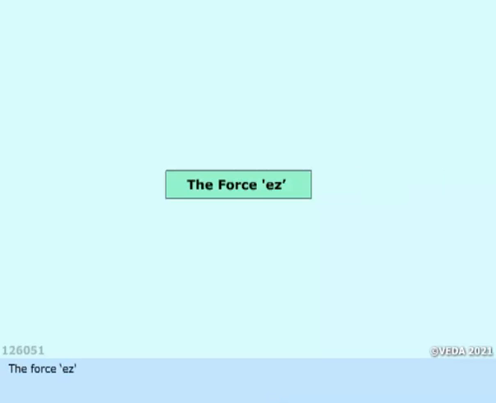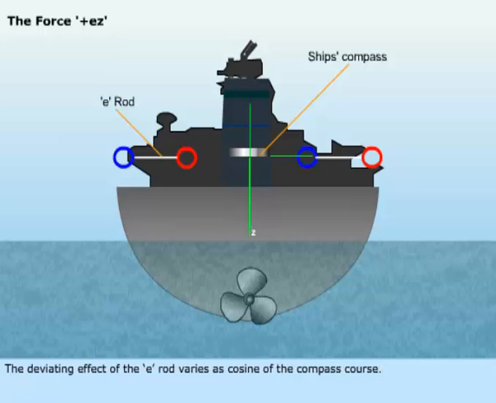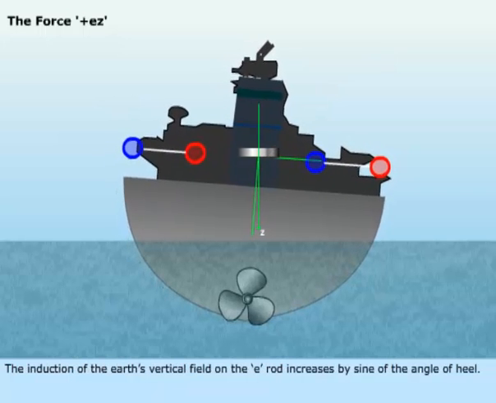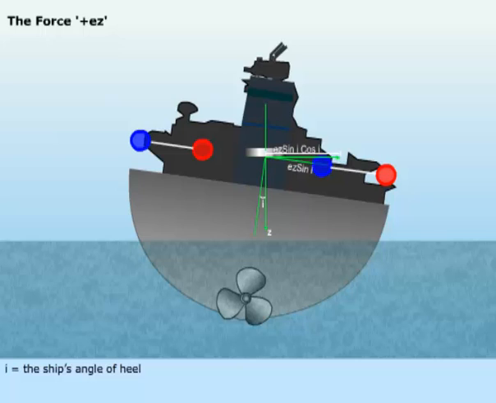The force EZ. The induction of the E rod by the Earth's vertical field is 0 at the equator and maximum at the poles. The deviating effect of the E rod varies as cosine of the compass course. The induction of the Earth's vertical field on the E rod increases by sine of the angle of heel. I equals the ship's angle of heel.